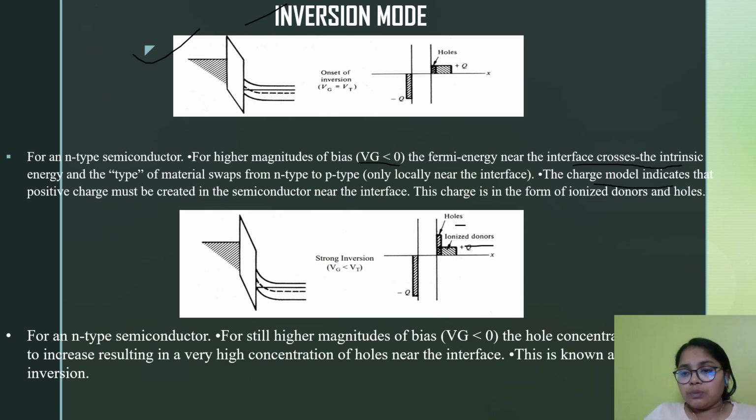And the charge model indicates that positive charge must be created in the semiconductor near the interface, and this charge is in the form of ionized donors or holes. It can be donors or holes. The charged ions can be holes or donors. And for an n-type semiconductor, for higher magnitude of bias, the hole concentration increases, resulting in a high concentration of holes near the interface, and this is called inversion mode, which means the hole concentration increases until the resulting concentration is very high, and that will be known as inversion mode.